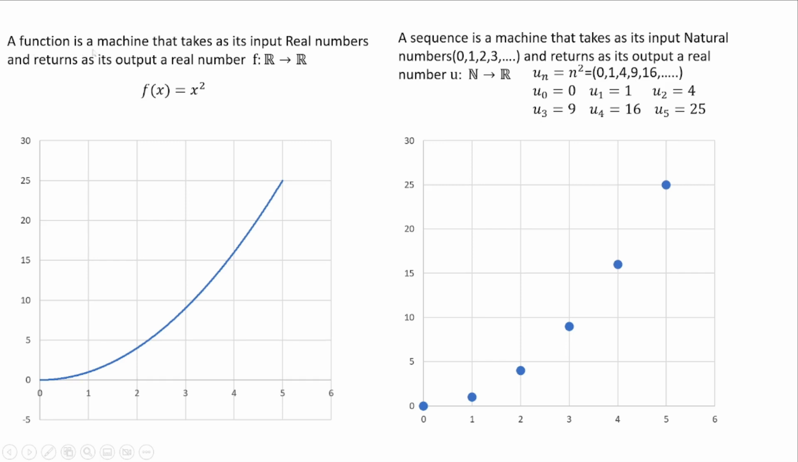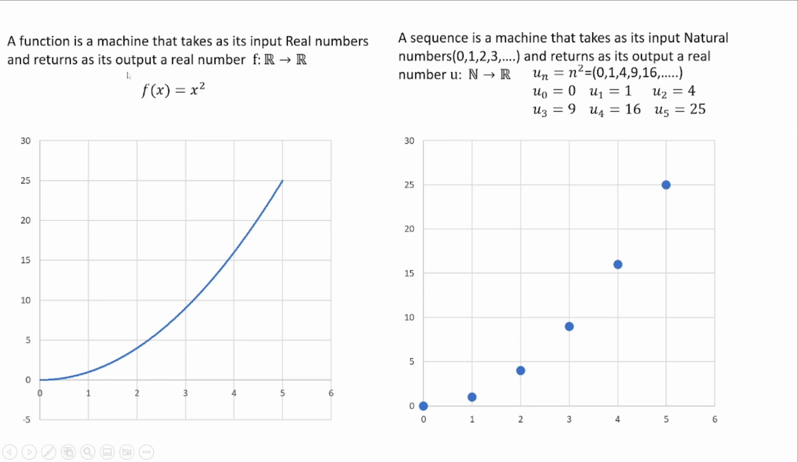A function can be thought of as a machine that takes as its input a real number and outputs another real number. For example, the function f of x equals x squared. When you plug in 0, you get 0 squared, which is 0. When you plug in 1, 1 squared is 1. When you plug in 2, 2 squared is 4. So 0 will give us 0, 1 will give us 1, 2 will give us 4, and so on. 5 squared is 25.